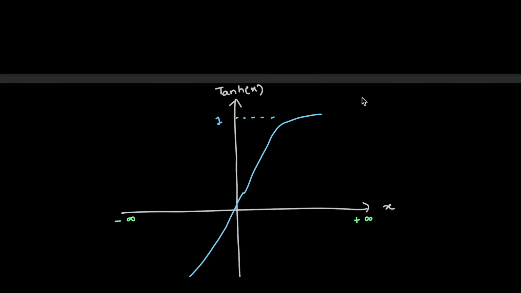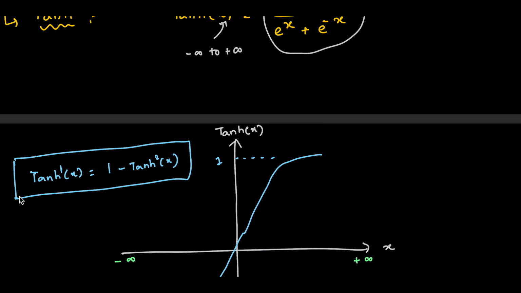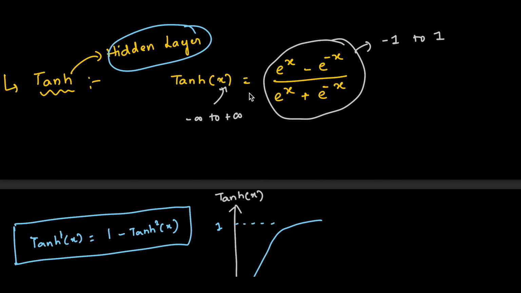Okay, and if you check the derivative of tanh, that is tanh dash of x, it will be 1 minus tanh square of x. So this will be the derivative of tanh, and this can also be used on hidden layers, as I said. Okay, so this is about the tanh activation function. And now let's see some other activation function, that is the ReLU activation function.